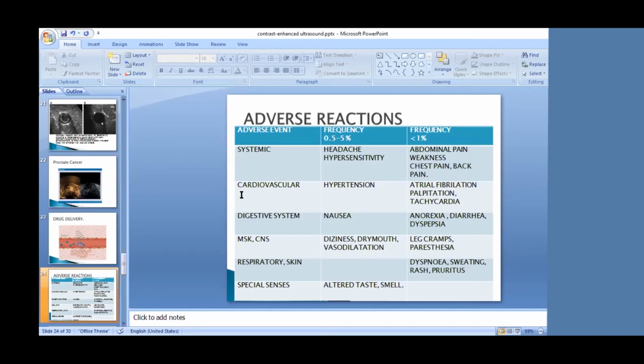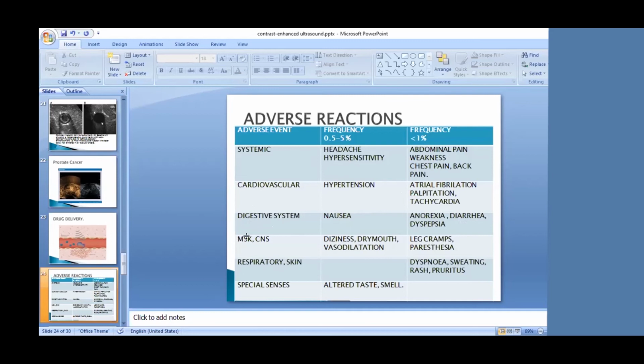Cardiovascular: the high frequency side effect is hypertension, while the less frequent side effects are atrial fibrillation, palpitation, and tachycardia. In the digestive system, the higher frequency one is nausea, while the lesser frequency ones are anorexia, diarrhea, and dyspepsia. Dyspepsia means you are feeling difficulty in swallowing. Anorexia means less appetite. You are not feeling like eating.